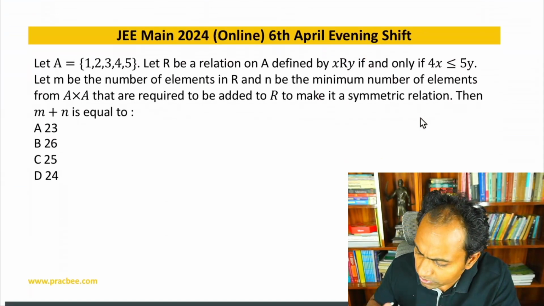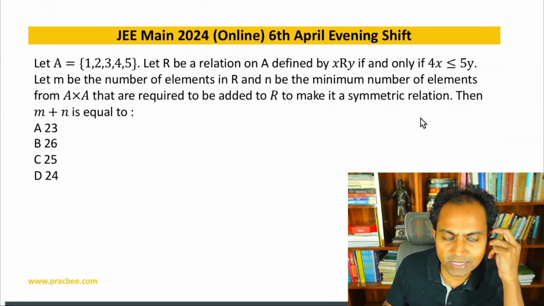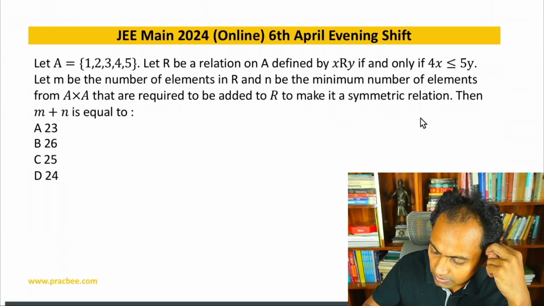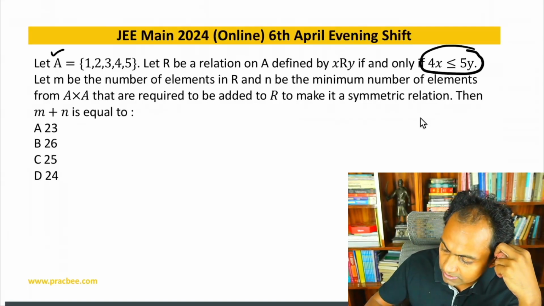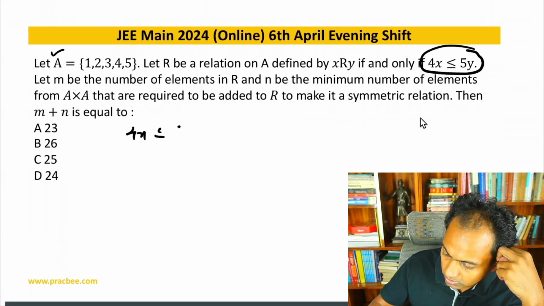If I look into this 2024 question, this is an interesting question. It says that for 1, 2, 3, 4, 5, this is how a set A is given. We have been given a relation that 4x is smaller than or equal to 5.